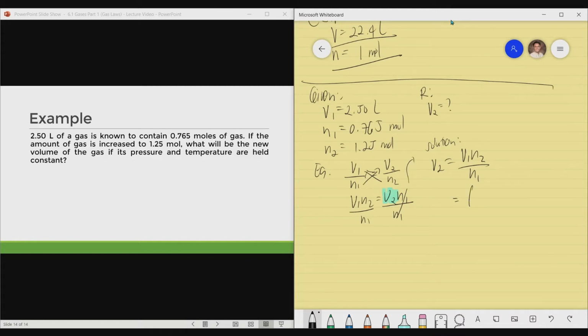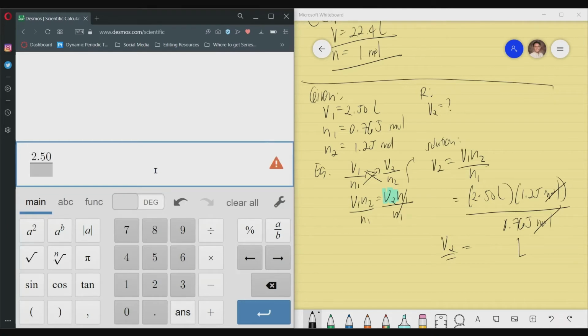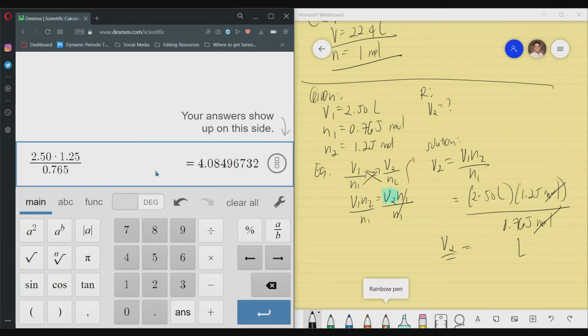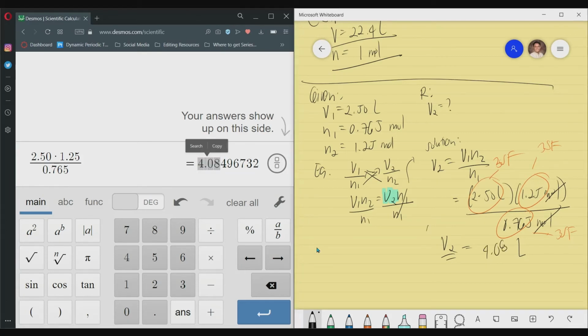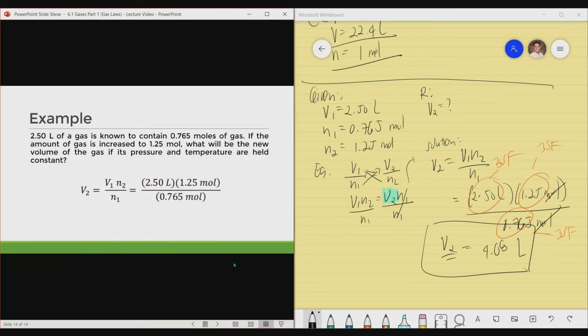So all factors are already appropriate, so we can simply substitute all given quantities. V sub 1 will be 2.50 liters multiplied by 1.25 moles all over 0.765 moles. So moles will be cancelled. You have the liter unit, which is appropriate for volume. So input in the calculator 2.50 multiplied by 1.25 all over 0.765, we have this answer. Look at the least significant figures among the factors. This is 3 significant figures, this is 3 significant figures, and this is 3 significant figures. So our final answer should be rounded off to 3 sig figs as well, 4.08. This is our final answer. So let us check. Same solution as that of the PowerPoint, and same answer, 4.08.